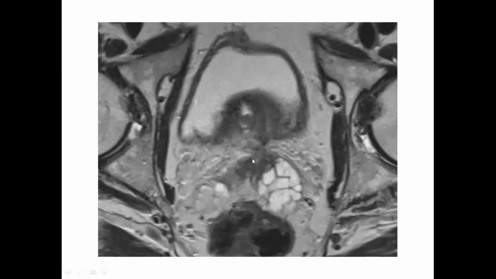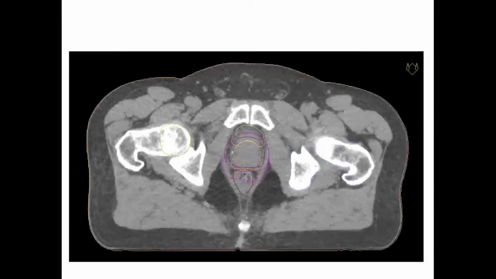And you can see that part of the seminal vesicles are quite dark here in the central part. And that's because in this particular case, the prostate cancer is extending up and into the base of the seminal vesicles. This is a picture taken from the external beam radiotherapy planning software.